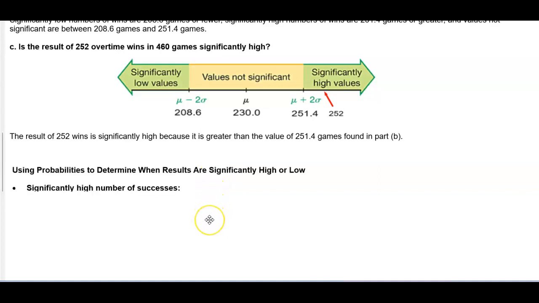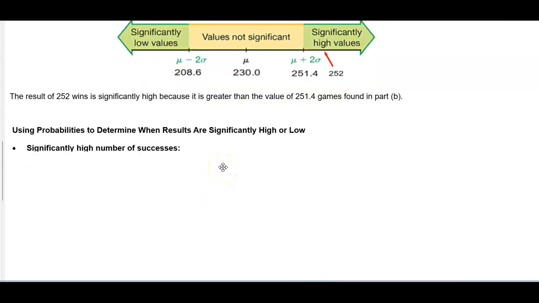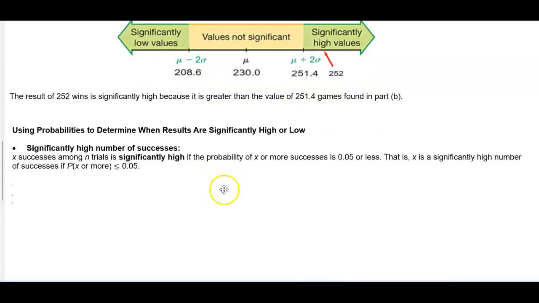And then the last part is using probabilities to determine when results are significantly high or low. Significantly high number of successes: X successes among n trials is significantly high if the probability of X or more successes is 0.05 or less, and that is, X is a significantly high number of successes if P of X or more is less than or equal to 0.05.